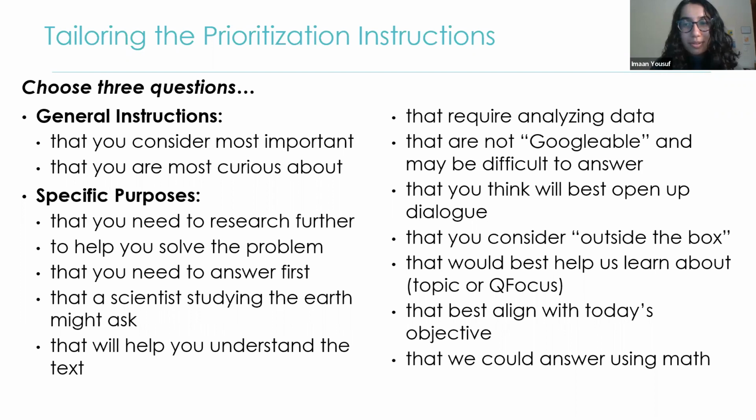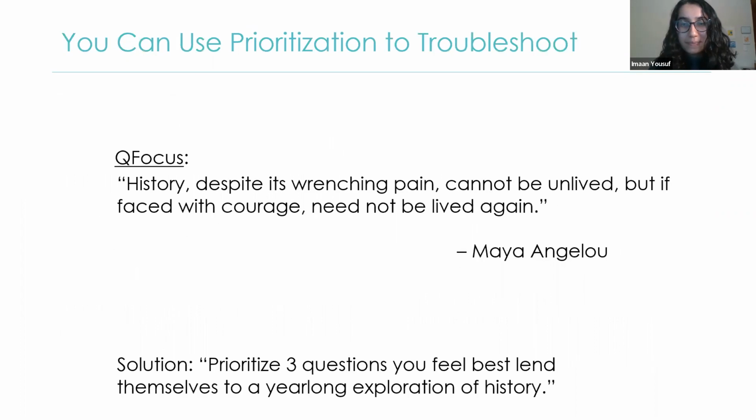But these are also examples of a ton of other ways to make your prioritization instructions more specific to your objectives. You see one teacher asks, choose 3 that are not Googleable and maybe difficult to answer, or 3 that a scientist studying the Earth might ask, or even 3 that we could answer using math. So you can really shape the questions your students choose with your instructions. And it's also just more fun for students if you're always shaking it up and choosing different instructions.